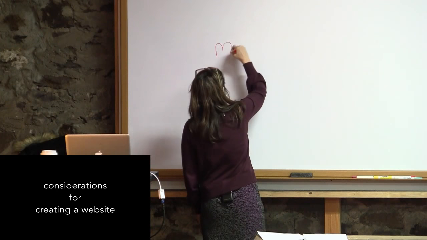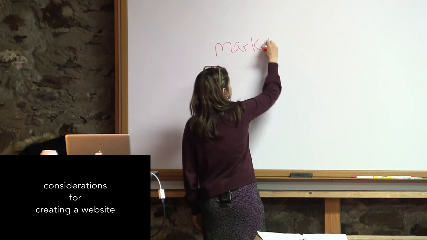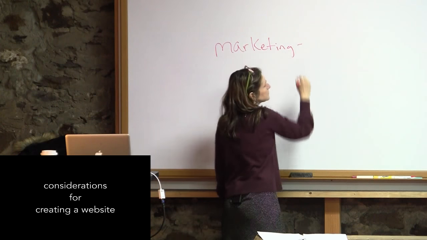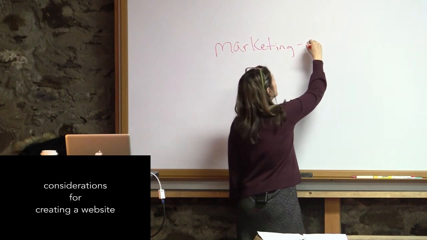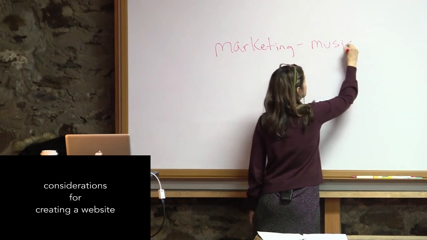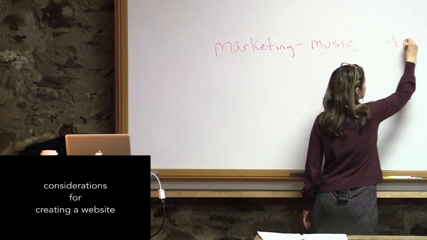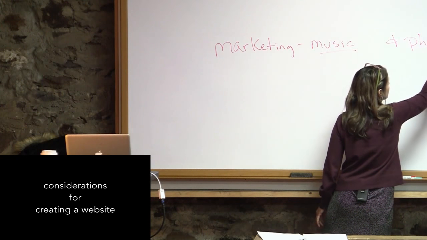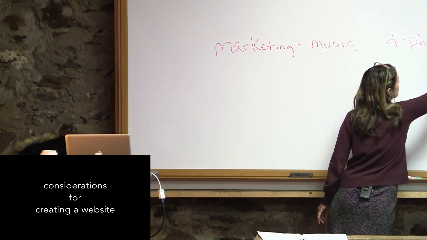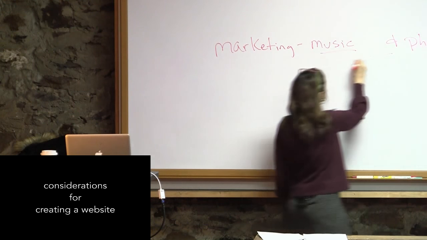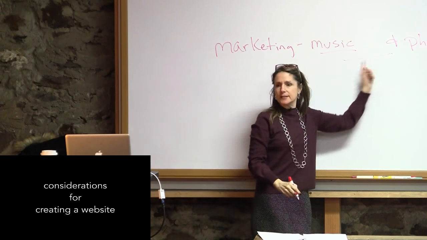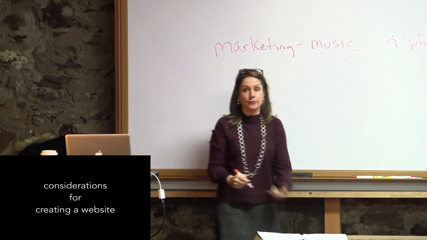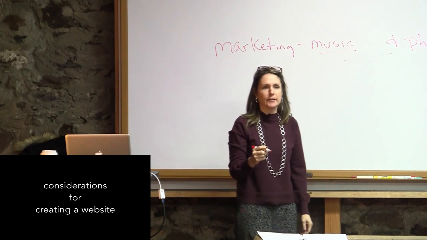Marketing. And what's it marketing for you? Music and photography. So music, that's interesting. So you have two different areas. So it's not just one genre. And you want to find, and this also means that you're going to want to find a way to make it make sense that they're both on the same website if you wind up choosing to do that. Okay, what else?